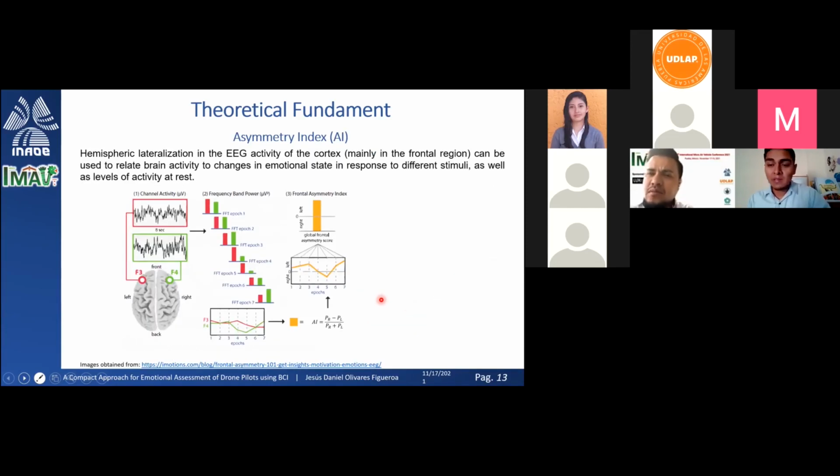The Symmetry Index, in this case, is used as the main feature because it's related to the change in emotional states in response to different stimuli. Calculating this feature is really simple. We obtain the power of one electrode on the left lobe and another one on the right lobe. Then we obtain the difference between these two powers.